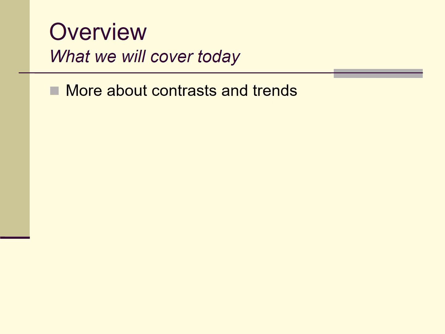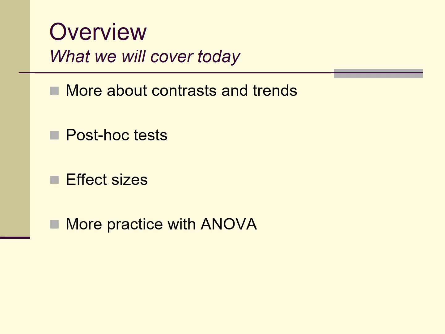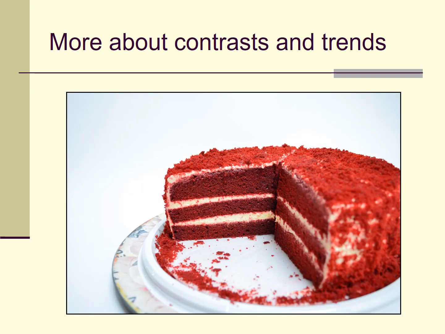So by way of an overview, I'll continue talking a little bit about contrasts and trends, talk briefly about post-hoc tests and effect sizes, and along the way we'll have a bit more practice with Oneway ANOVA. So, talking about contrasts and trends, talking about slices of cake. Here's a delicious looking red velvet cake, I suppose.